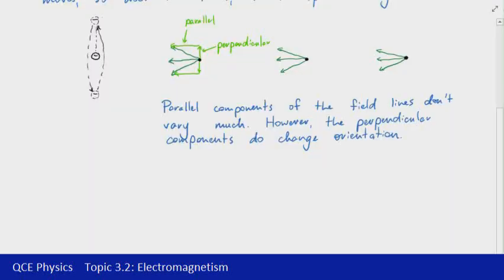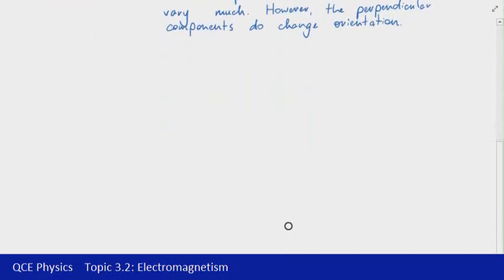So we can see that the perpendicular components of the electric field oscillate backwards and forwards along with the charge. We also need to identify something else about this scenario that's important, and that's the fact that if we have a moving charge, we also then have a magnetic field that is produced.